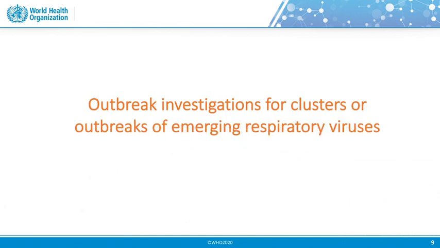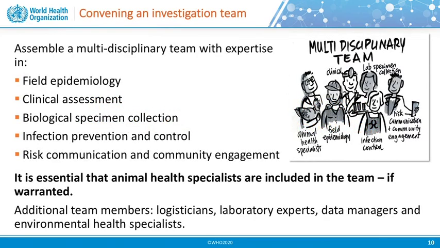There are many types of outbreak investigations that could be done if you have a cluster or a group of cases, or if you have a larger outbreak of an emerging respiratory pathogen, such as the novel coronavirus. The first thing that's really important to do before you conduct an outbreak investigation is to assemble a multidisciplinary team. It's important that you have different disciplines on that team so that when you conduct that investigation, you have the right people that could be part of that investigation.